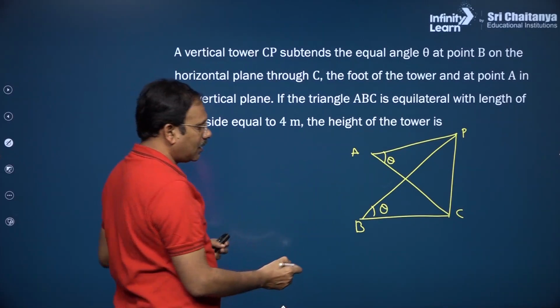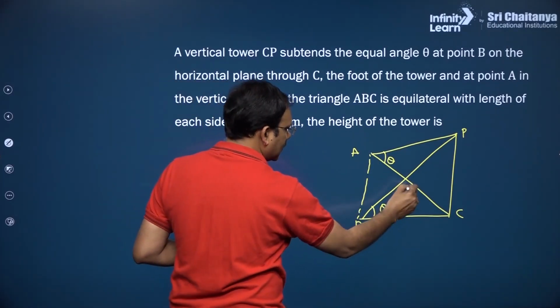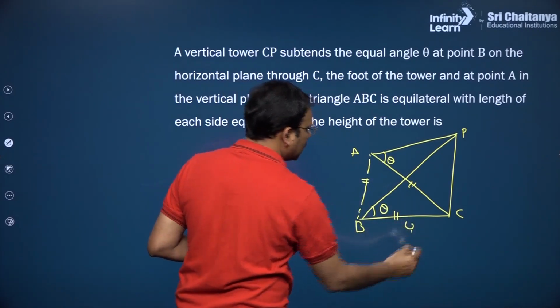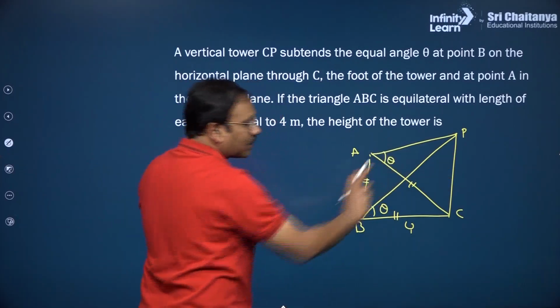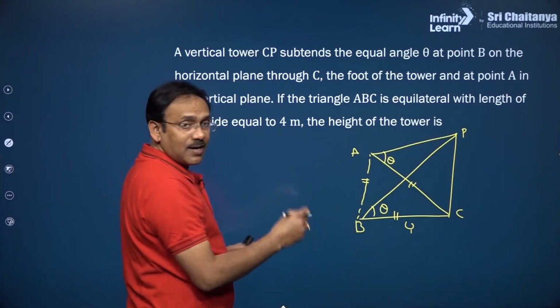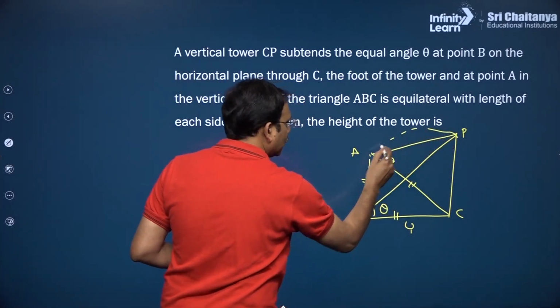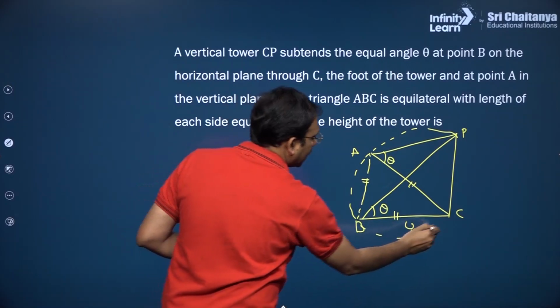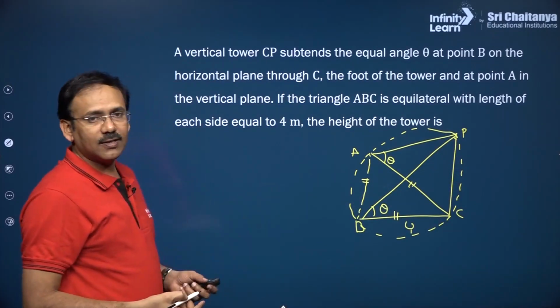So, A is also there such that ABC is an equilateral triangle, such that BC is equal to 4. My dear friends, here CP subtends equal angle at A and B, which means undoubtedly there exists a circle passing through this, because in a circle a chord subtends equal angles. By the converse of that theorem, you will get this.